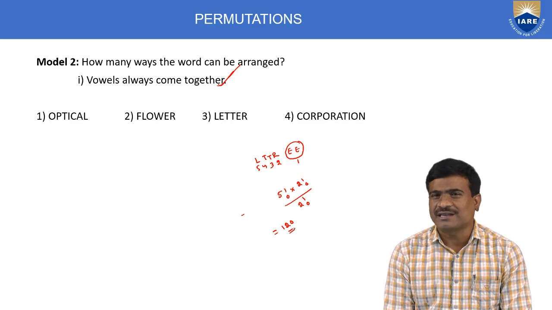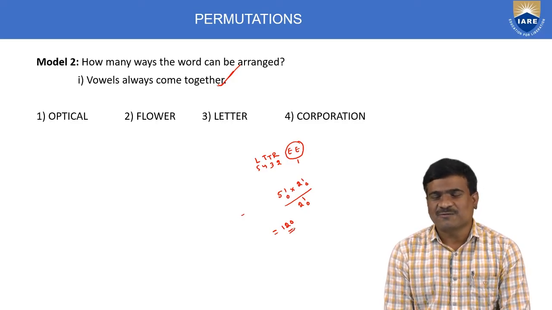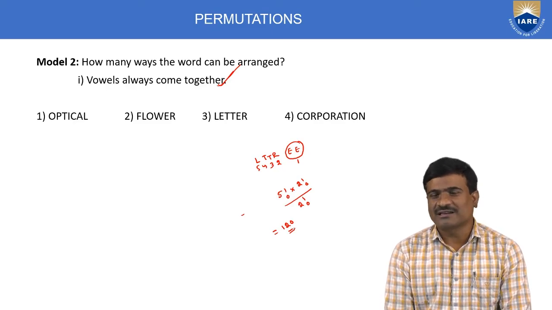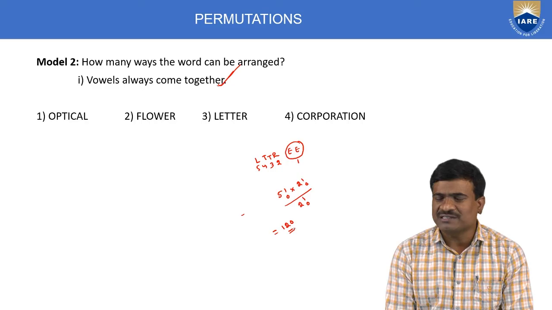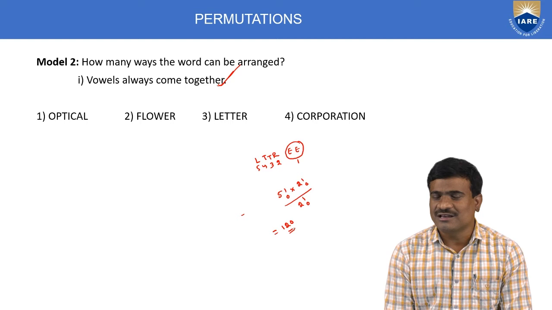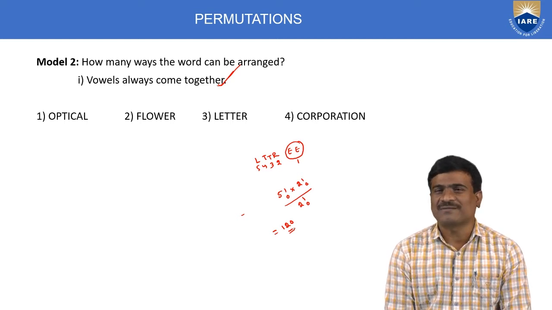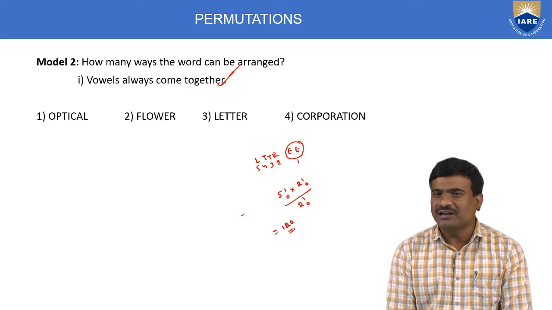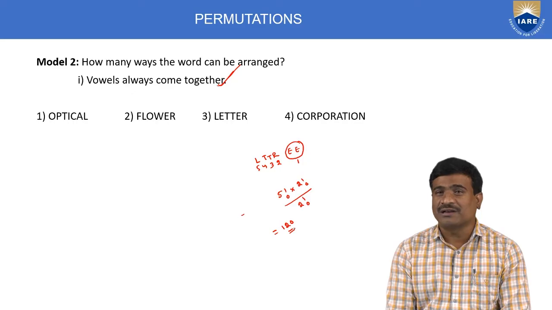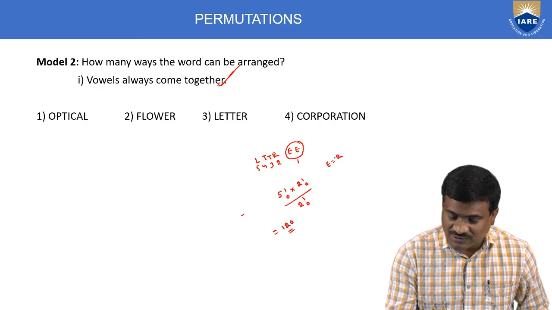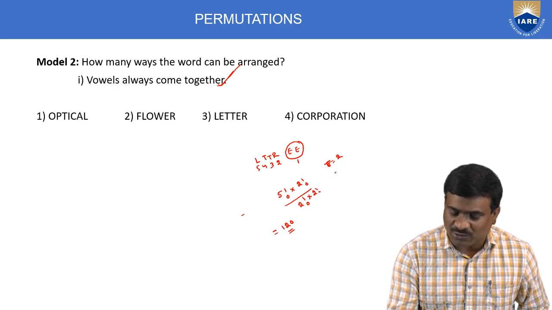Same method. First target: given the word, you divide it into 2 parts. First part number of vowels, second part number of consonants. Vowels together means treated as 1 letter. Count the total number of letters: 5 letters arranged in 5 factorial. Number of vowels 2, so 2 vowels arranged in 2 factorial. Denominator: repetition of letters. E is equal to 2, so 2 factorial. And T is equal to 2 factorial.